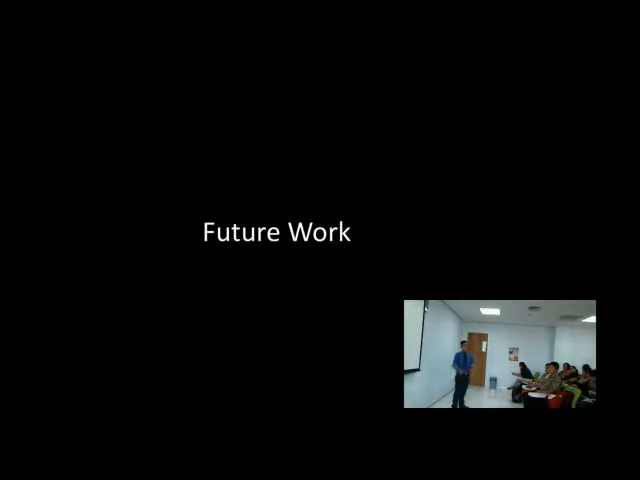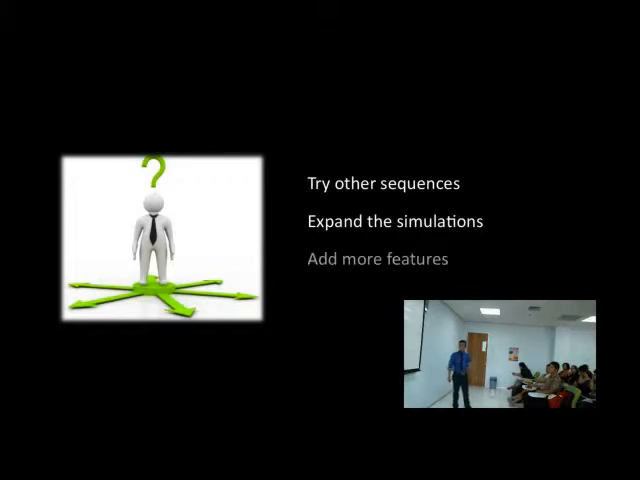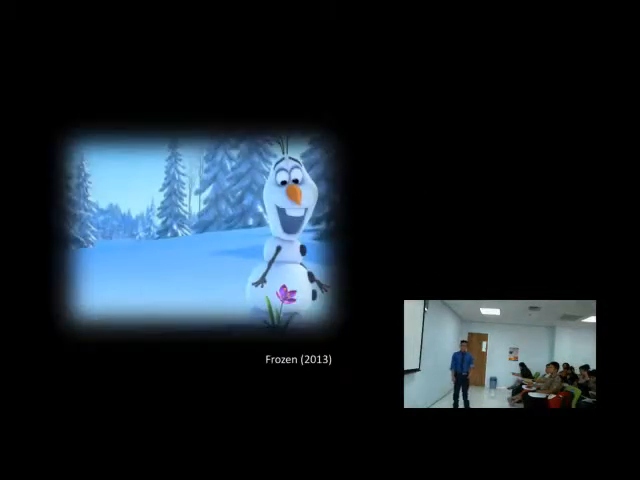So, do you know what the coolest part is? This is just started. I've still many roads ahead. So first, I should try other sequences rather than just trying Padovan sequence. And I should expand the simulations from my surroundings into more general places. I should add more features too in the program, like making the leaves, flowers, or whatever, and many more.